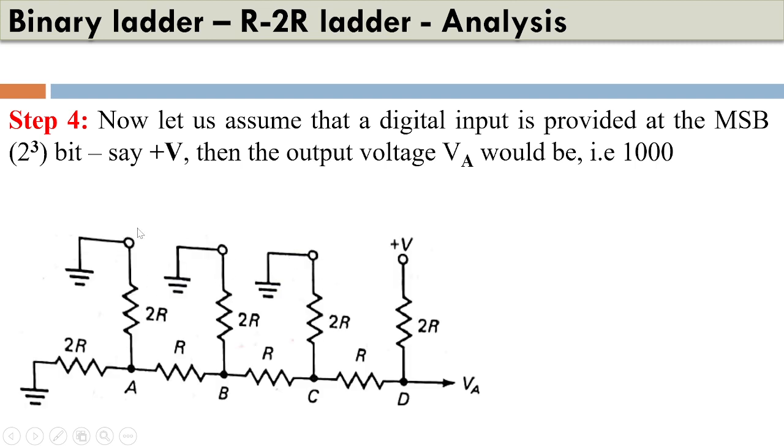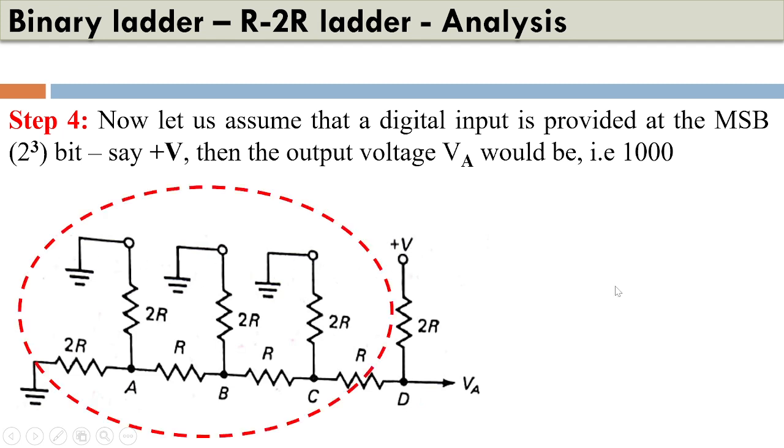Here we can see that we are applying a digital input of 1000. Here 1 is applied at the most significant bit, followed by the other bits. Here the most significant bit position is here, so this is connected with plus V, and the others are grounded.